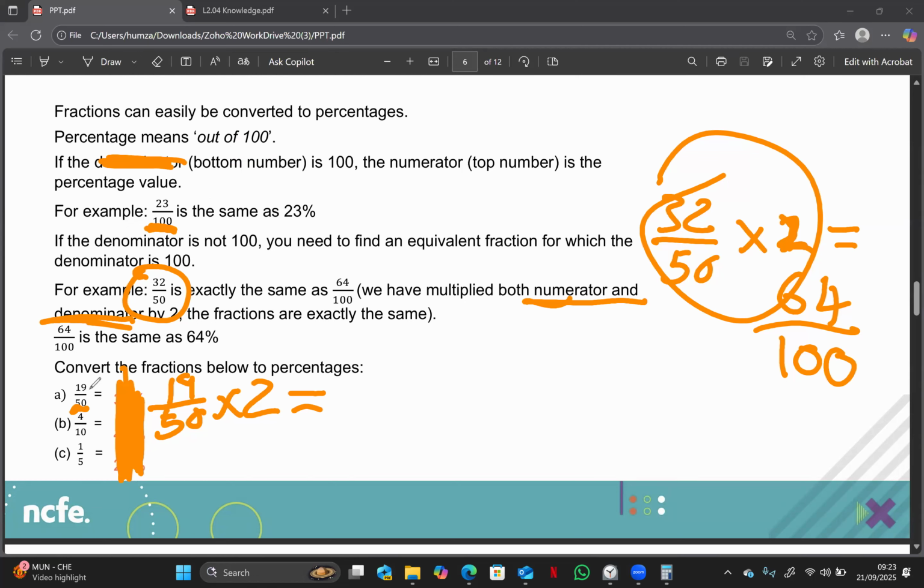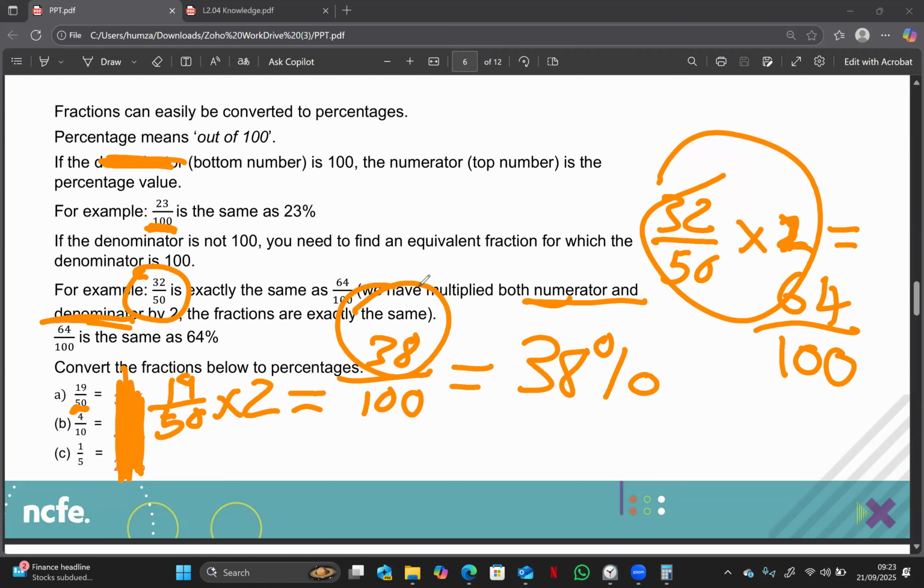So 50 times 2, what is that? 100. Exactly. But to make that 100, we also have to times the top by the same number we times the bottom. So what's 19 times 2? 38. Exactly. So what's the percentage now? 38%. Exactly. Because it's just the top number now.